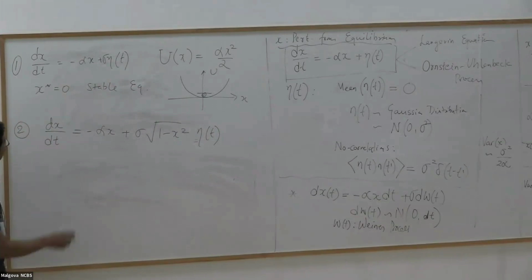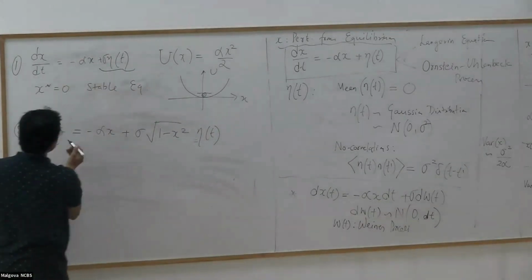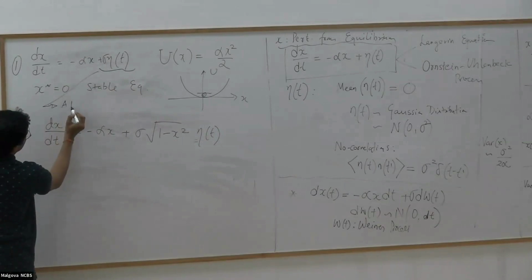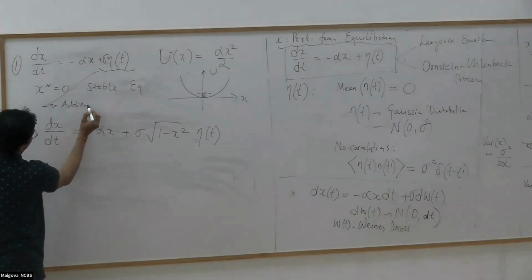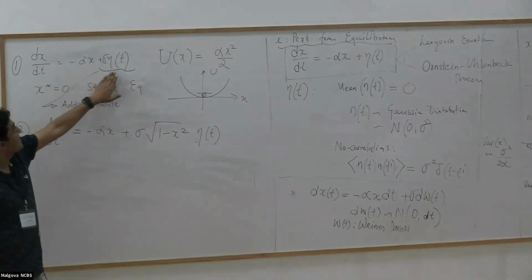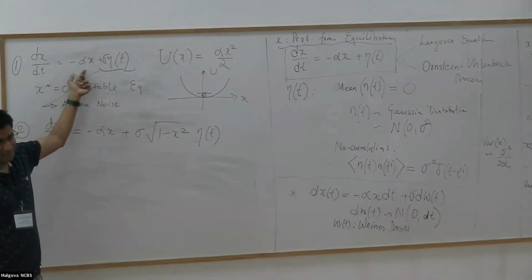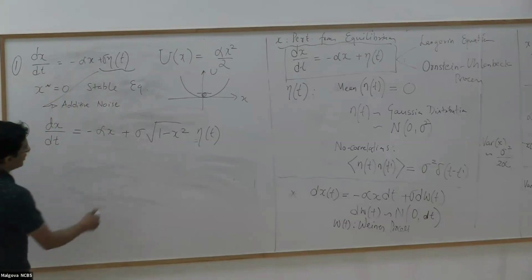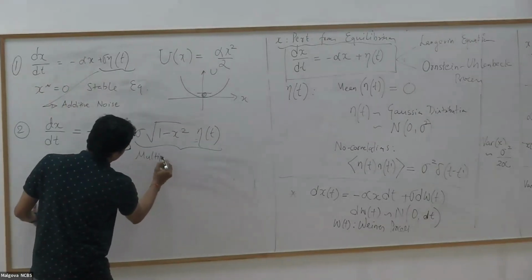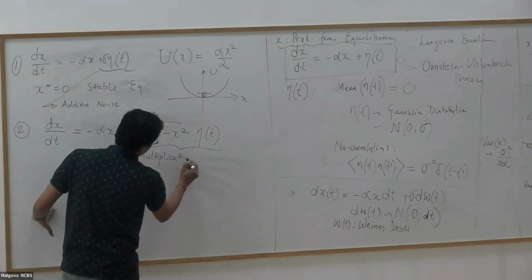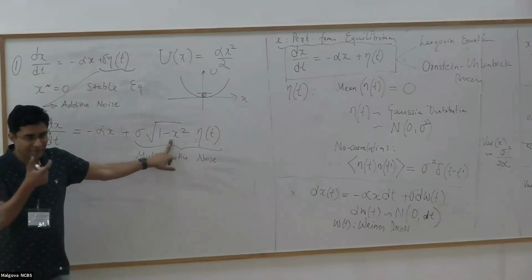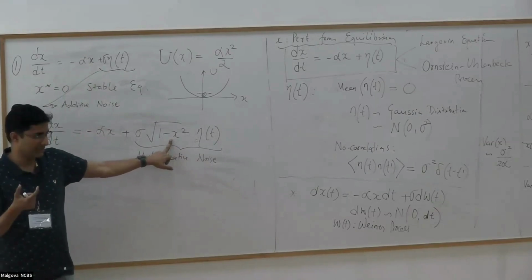This type of noise, where the noise does not depend on the state variable, is called additive noise. The noise sort of gets added to the rate function, the growth rate function. And these are called multiplicative noise, because the noise term is multiplied by a function of the state variable.